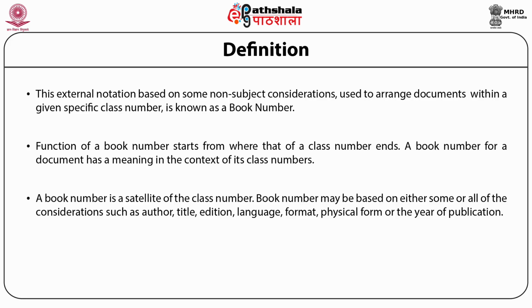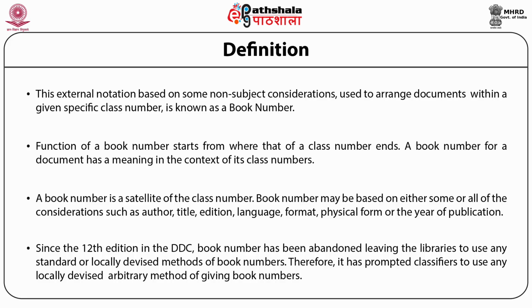Earlier, the DDC used to give a system of book numbers in its schedules, but since the 12th edition of the DDC, the book number has been abandoned, leaving the libraries to use any standard or locally devised method of book numbers. Therefore, it has prompted classifiers to use any locally devised arbitrary methods of giving book numbers. Therefore, apart from the literature, there are many systems of book numbers existing in various libraries, ranging from very simple to very sophisticated ones. But there are a few standard book numbers, such as by Cutter, Ranganathan, Olin, Brown, Biscoe and others.